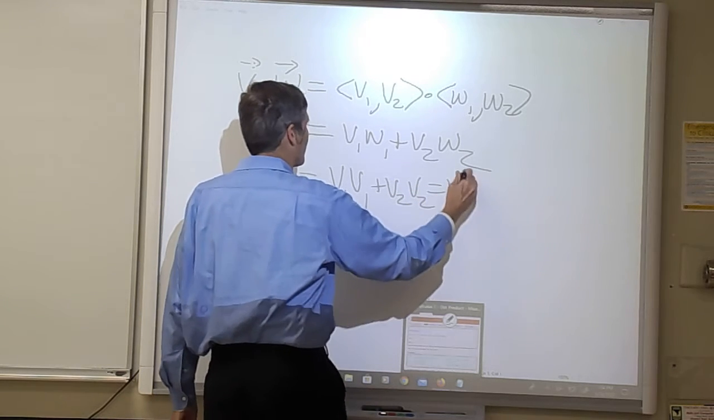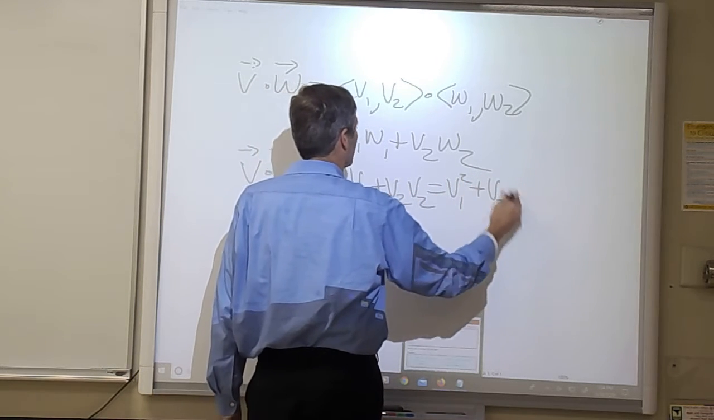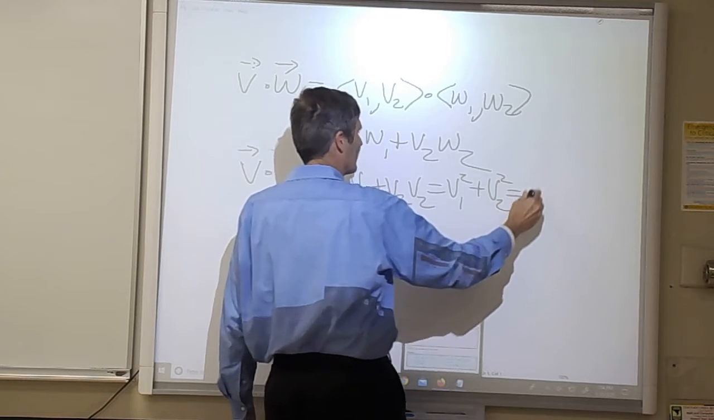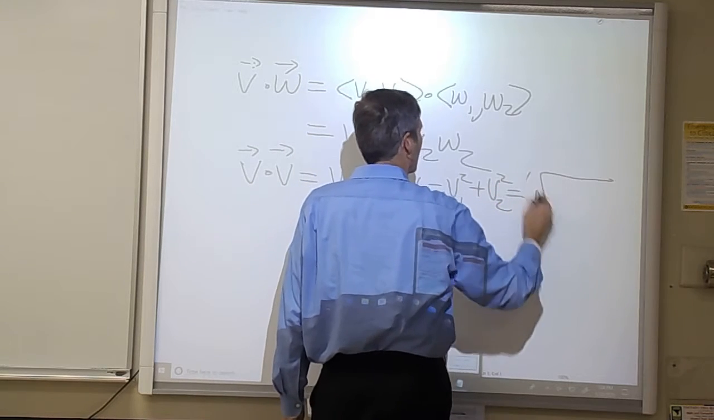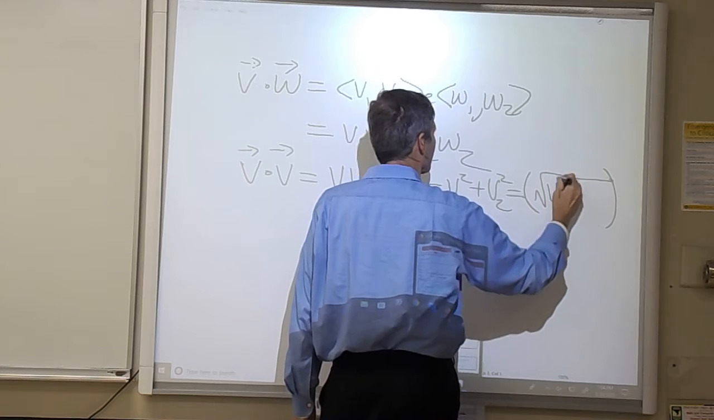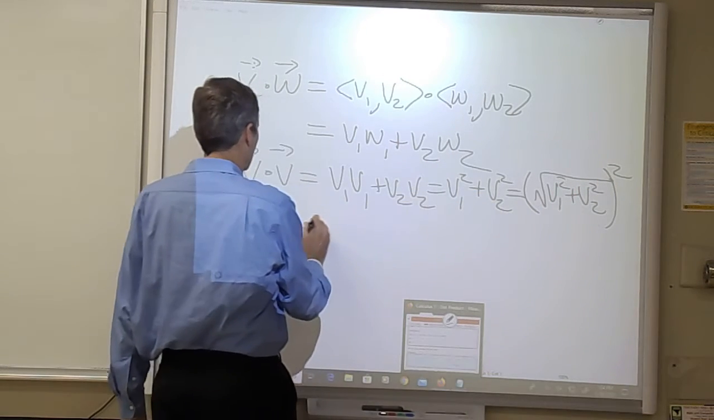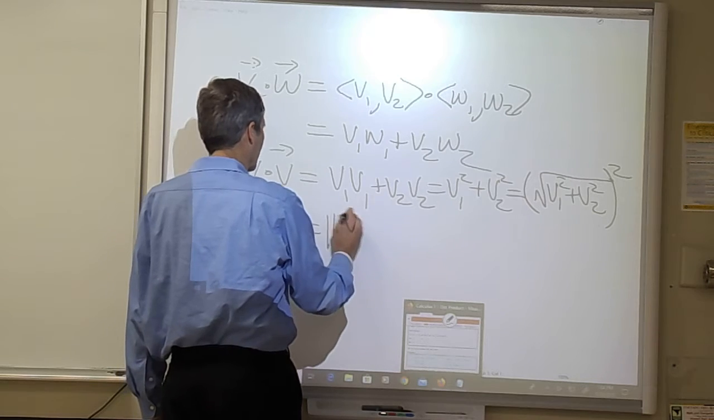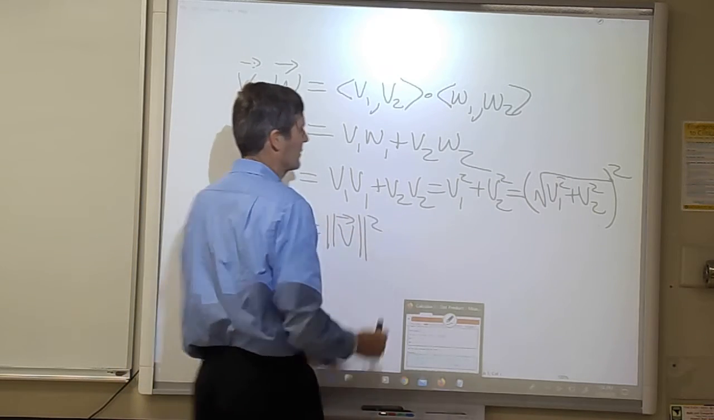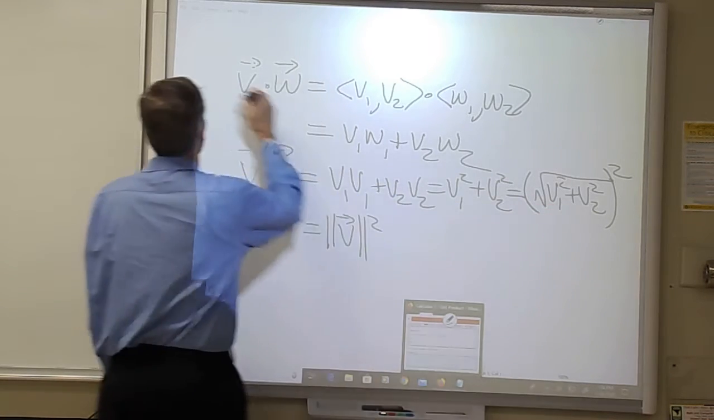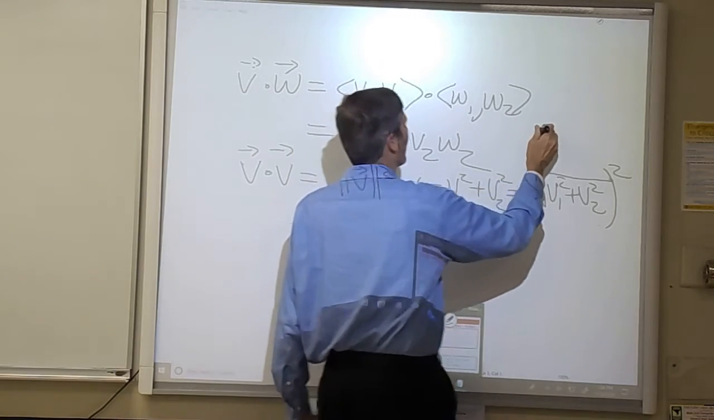Is v1 squared plus v2 squared, the square root of v1 squared plus v2 squared, the length of v, right? Remember, the length of a vector is the root sum square of its components. We did that last time. That was essentially the Pythagorean theorem.